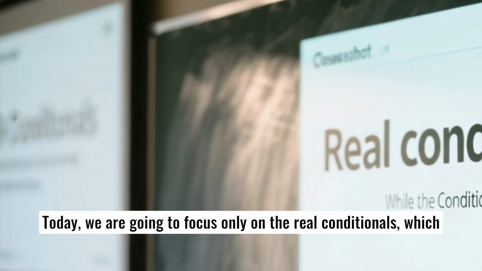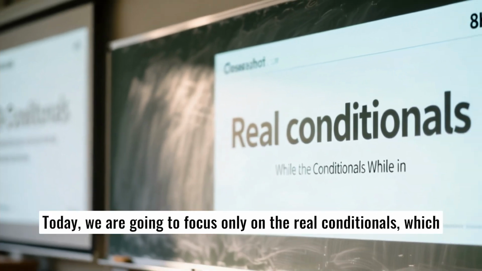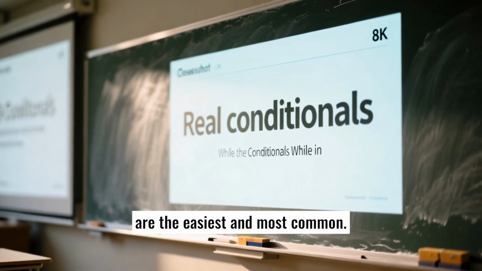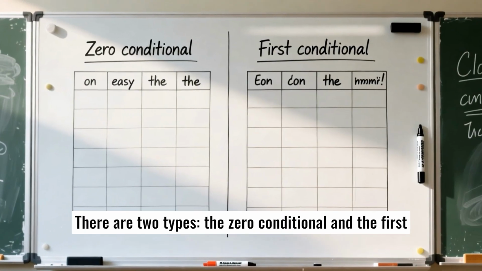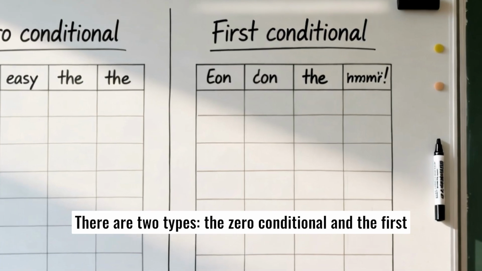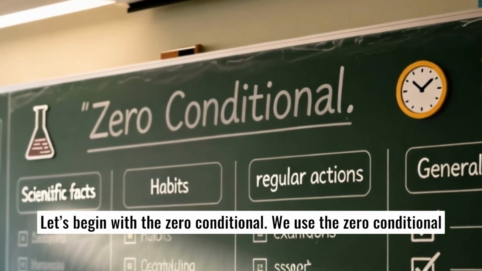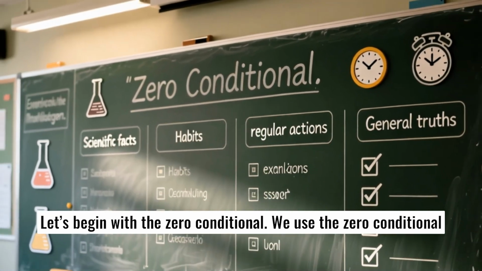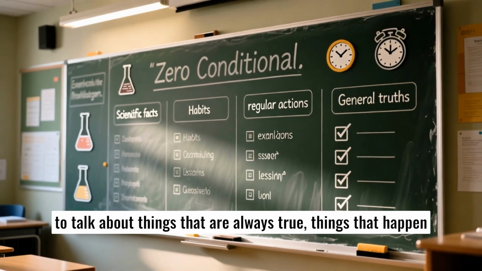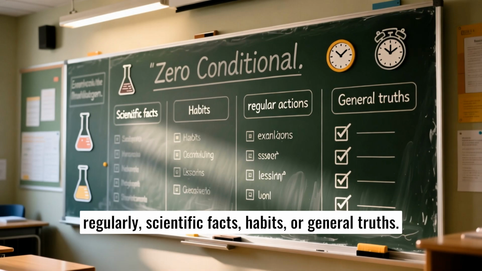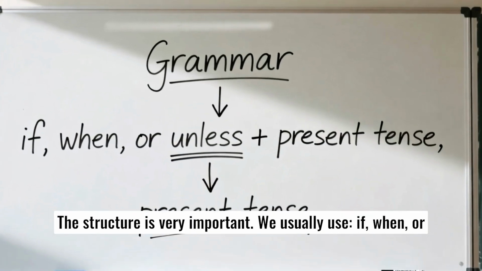Today, we are going to focus only on the real conditionals, which are the easiest and most common. There are two types, the zero conditional and the first conditional. Let's begin with the zero conditional. We use the zero conditional to talk about things that are always true, things that happen regularly, scientific facts, habits, or general truths. The structure is very important.